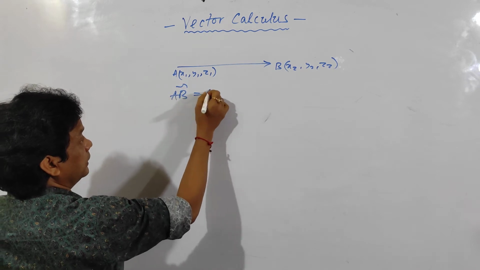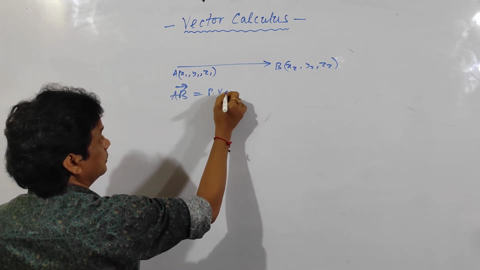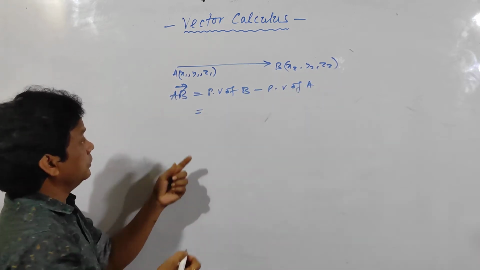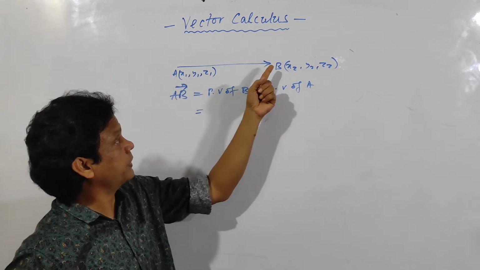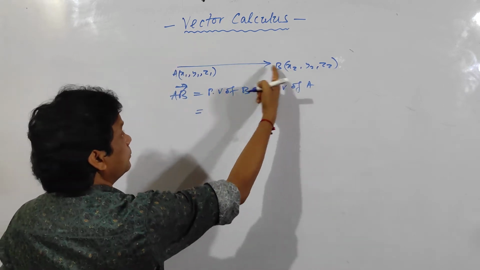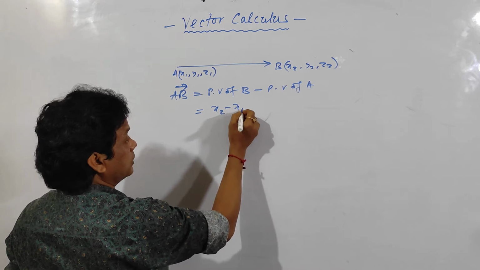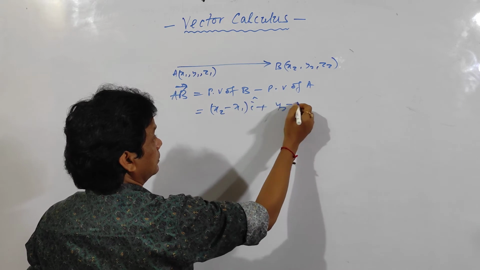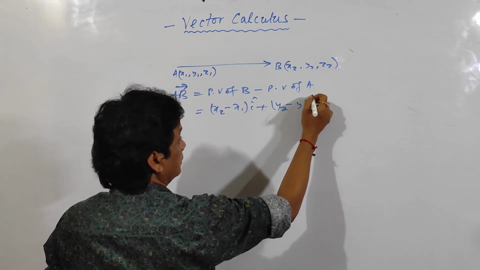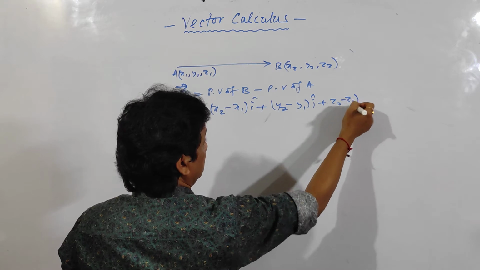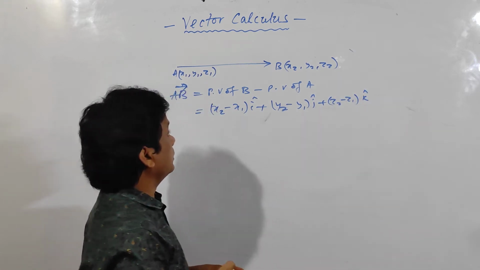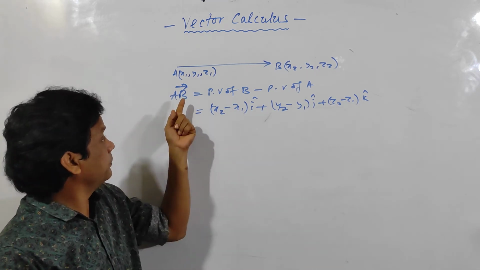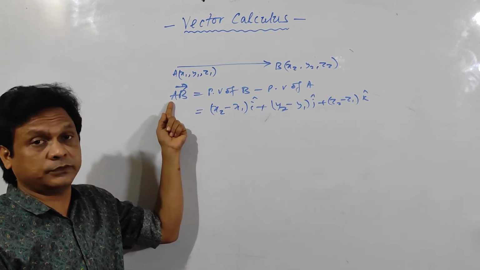It is known to you. It is the position vector of B minus position vector of A. If you want to find out AB vector, it is B minus A, which is x2 minus x1 into i cap, plus y2 minus y1 into j cap, plus z2 minus z1 into k cap. This is the value of AB vector. Clear? So AB vector means position vector of B minus position vector of A.